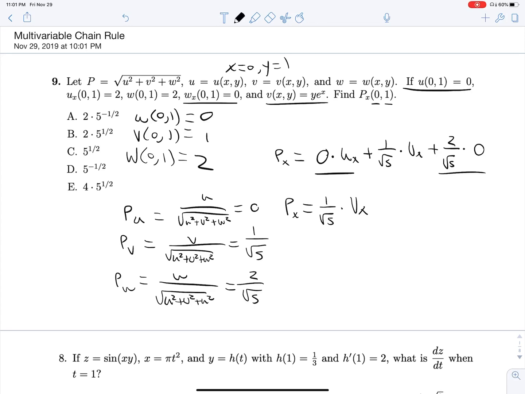And we'll have to find vx from here. Well, vx is just going to be y e to the x. And we know that y e to the x at 0, 1 is going to be equal to 1. And so px overall is 1 over root 5 times 1. And that gives us 5 to the negative 1/2, which is our answer.